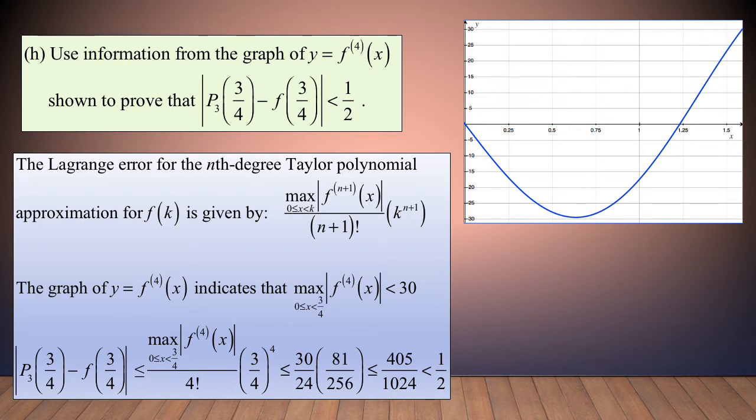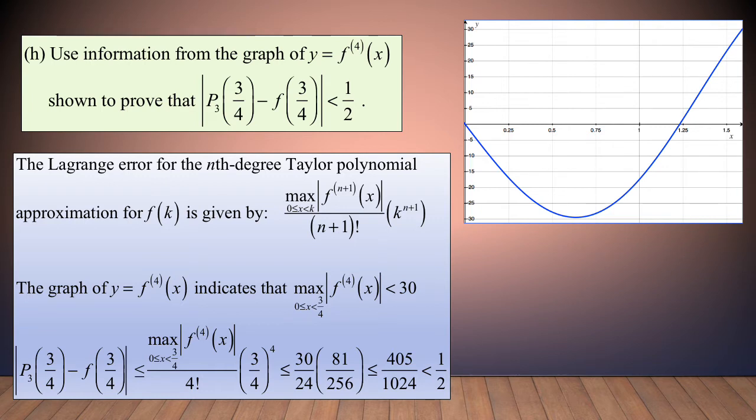This graph indicates that the maximum value, where x runs from 0 to 3/4, of the absolute value of the fourth derivative of x has to be less than 30. We see that because at 0.75, the fourth derivative is somewhere between negative 25 and negative 30. So the absolute value of that will be between 25 and 30. We don't know where it is, and 30 is a convenient number to use.